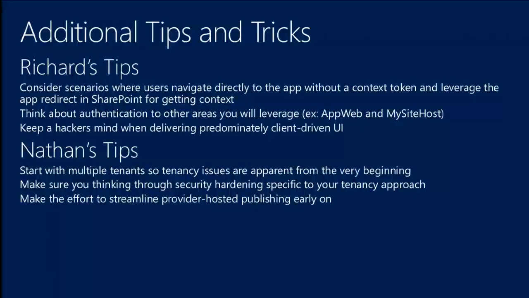So a few of mine are, think about users that might navigate directly to your app. It's likely that someone might save it as a favorite and just try to go directly there instead of through SharePoint. Well, if you know how these apps work, the apps get a context token from SharePoint. So if I try to go directly to the app, I'm not going to have context. I'm not going to be able to get an access token with OAuth, and it's going to fail making any sort of SharePoint calls.